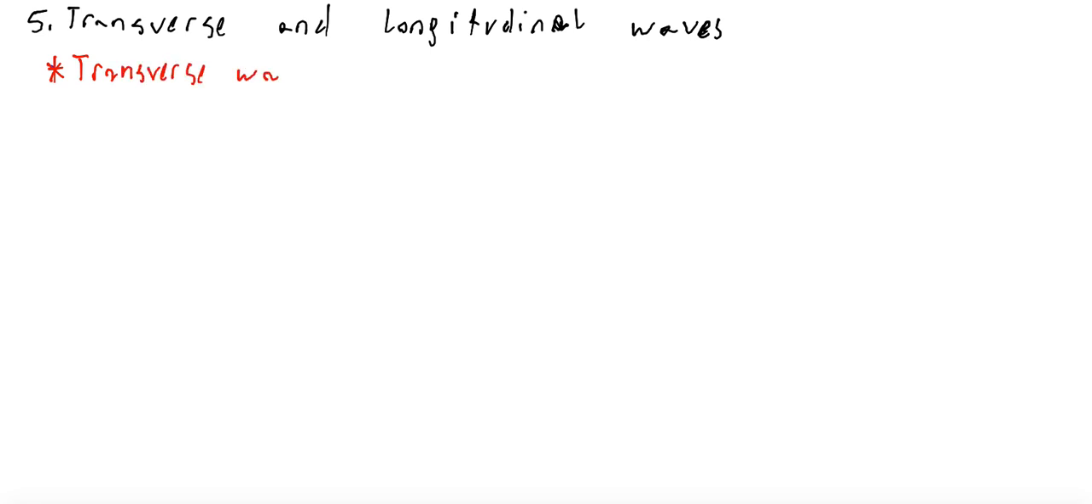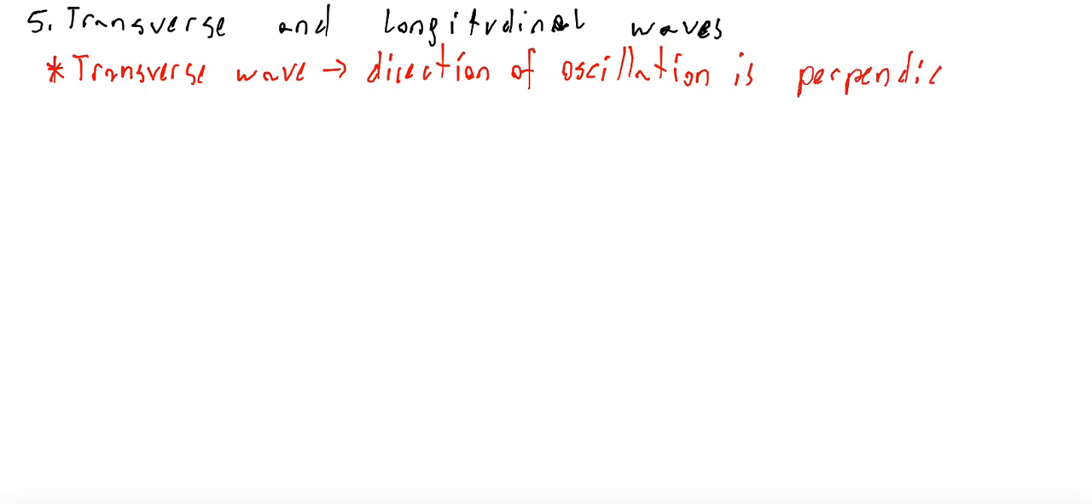In the case of a transverse wave, the direction of oscillation or direction of vibration is perpendicular to the direction of energy transfer. So let's write this: direction of vibration or oscillation, I prefer oscillation, is perpendicular to the direction of the energy transfer. What does it mean?